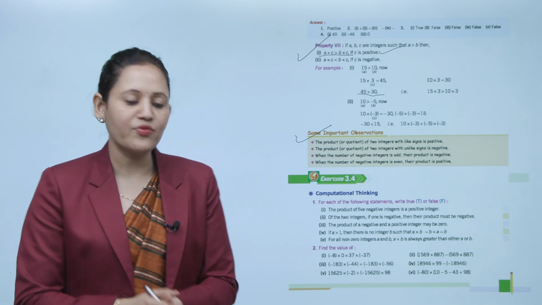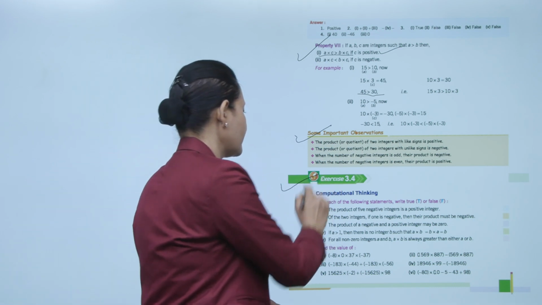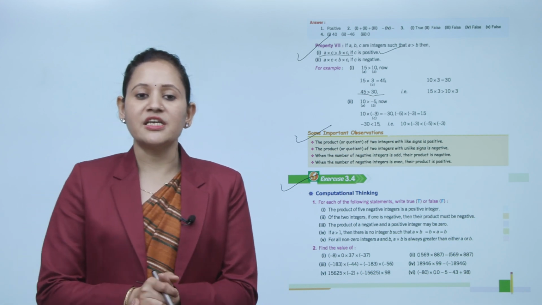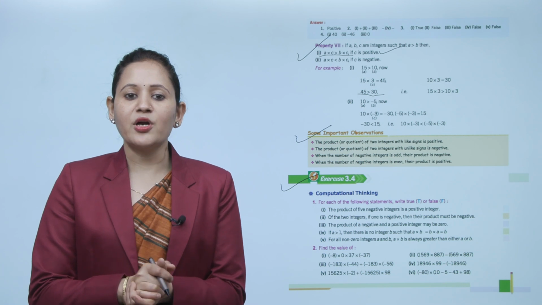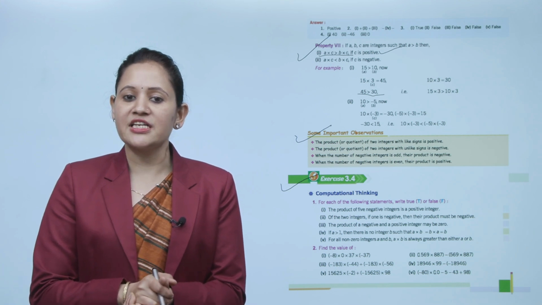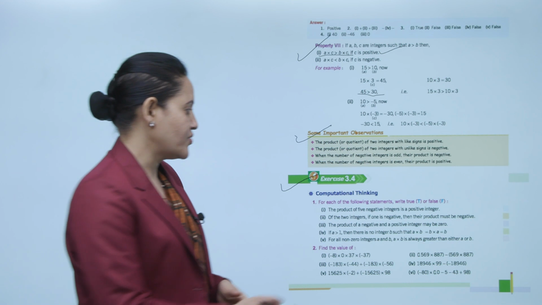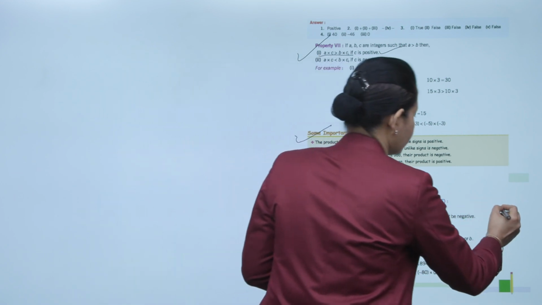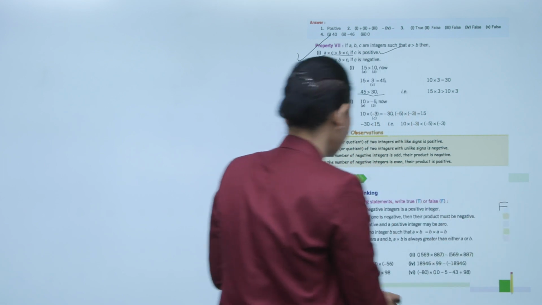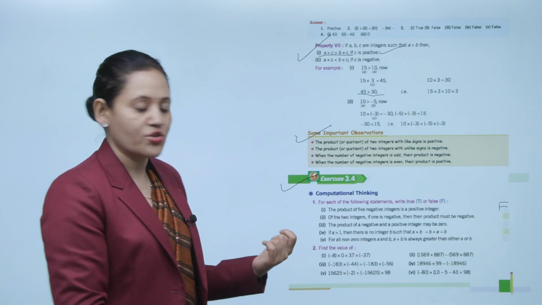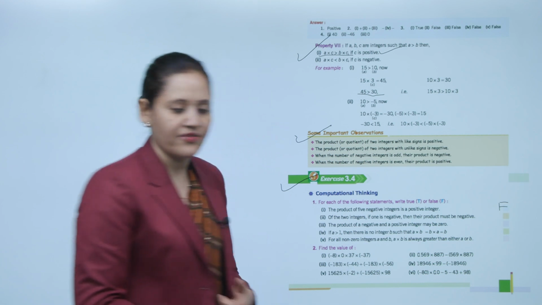Next is exercise 3.4. Computational thinking. For each of the following statements, write T for true and F for false. The product of 5 negative integers is a positive integer. No, it's false, because 5 is an odd number, so the product will be negative. Clear?